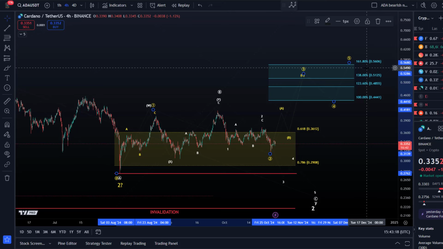Pullbacks have been corrective, rallies have been corrective. It's literally not moving at all. So it's quite boring. I think it's all due to elections, indecision, uncertainty. But that might change soon.